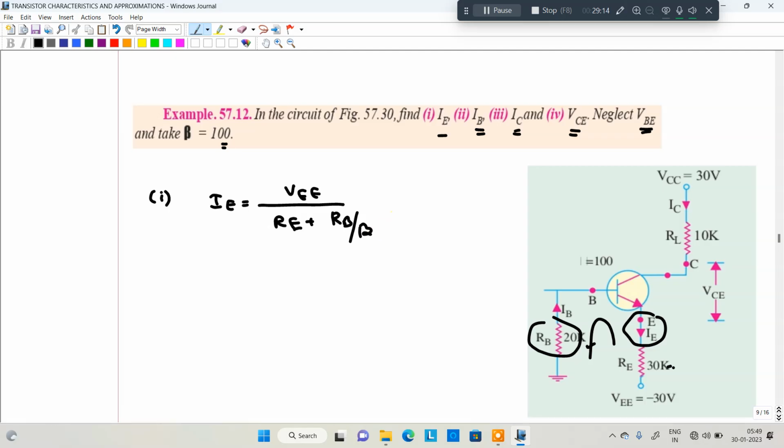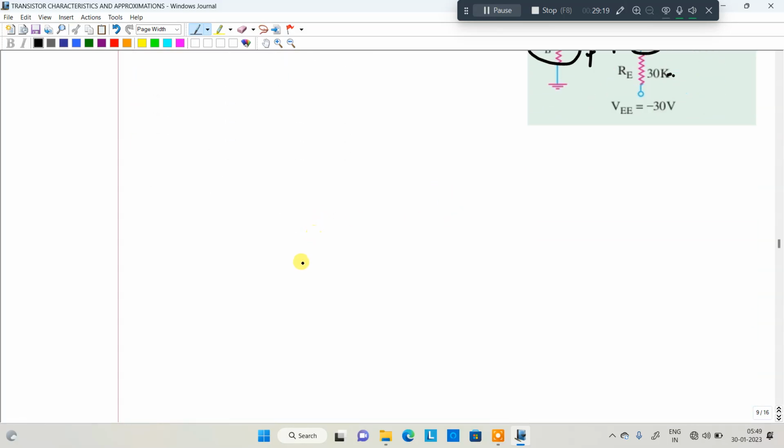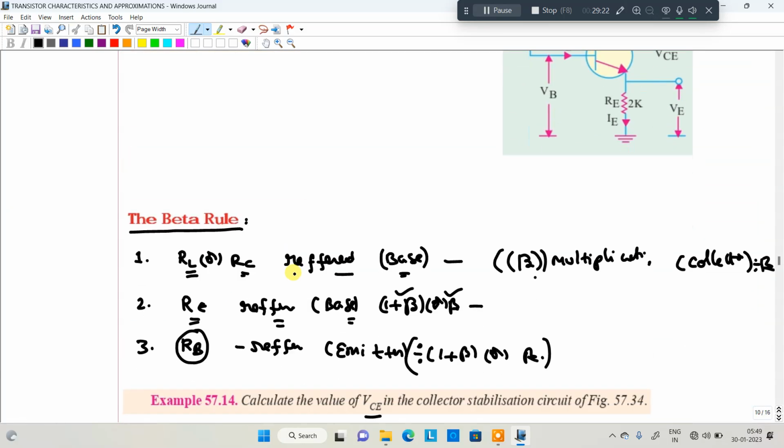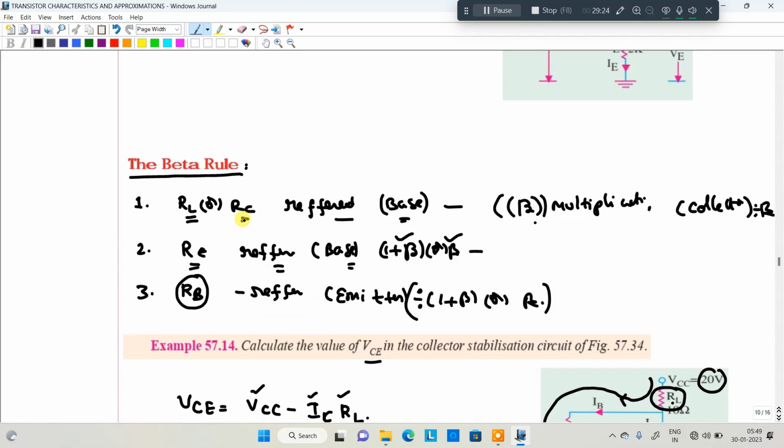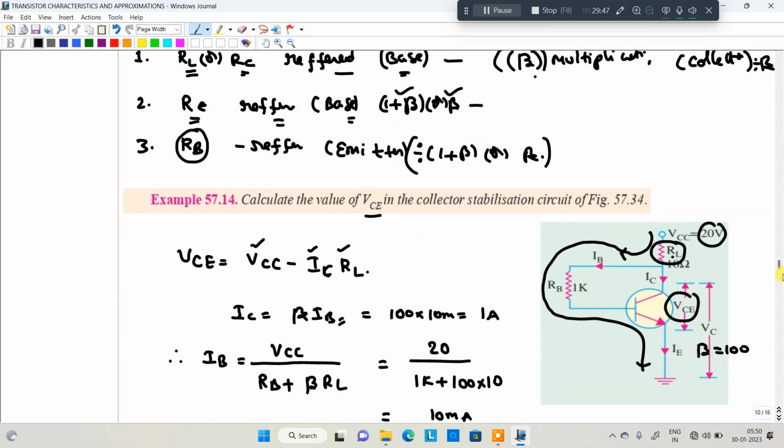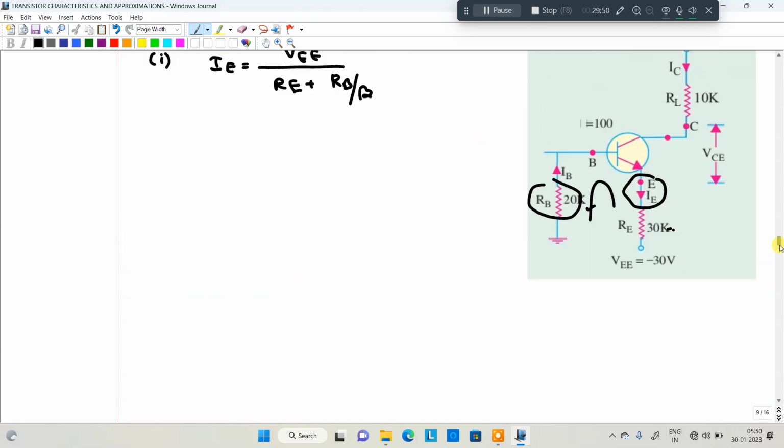Very simple. Once again I will revise those three formulas. Very important. We can do any problem with alpha of that. RC, the collector resistance referred to base, is multiplied. Similar case, the base resistance referred to collector is divided by. Again, emitter resistance referred to base is multiplied. Base resistance referred to emitter is divided by. Okay, opposite. So this is the formula I have.